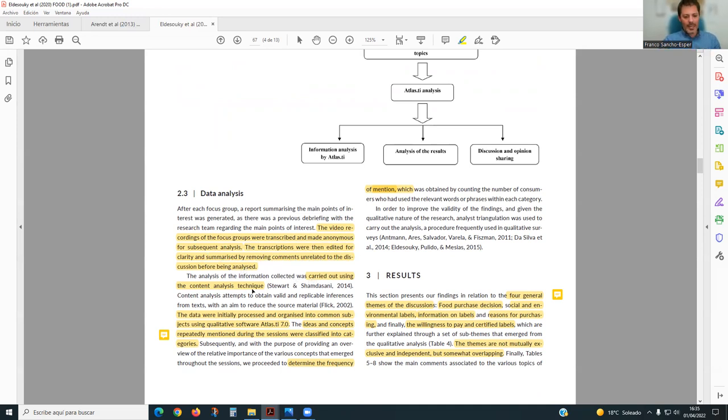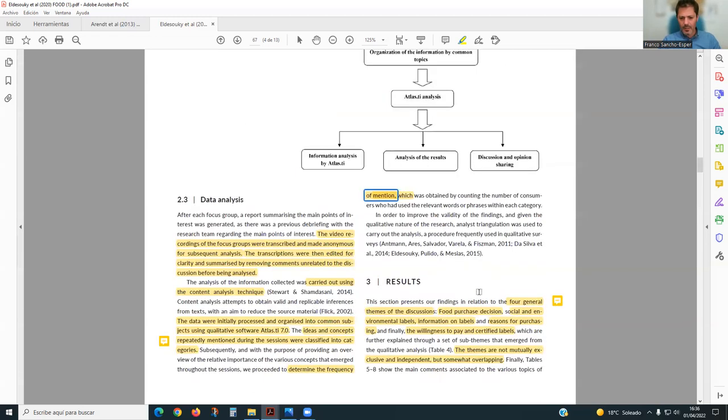Then they used content analysis. The data was initially processed and organized into common subjects using Atlas.ti. The ideas and concepts repeatedly mentioned during the sessions were classified into categories. This is what we call codification. In our case, we know the different variables we are analyzing, all the different steps, and we classify the ideas into these steps. They also determine the frequency of mention, the number of times that each of the ideas is repeated. In this case, I would personally give more detail on how many citations there are in the textual analysis, citations and memos, and also what the code book is. It's also very important, and they don't give enough importance to it in this case.